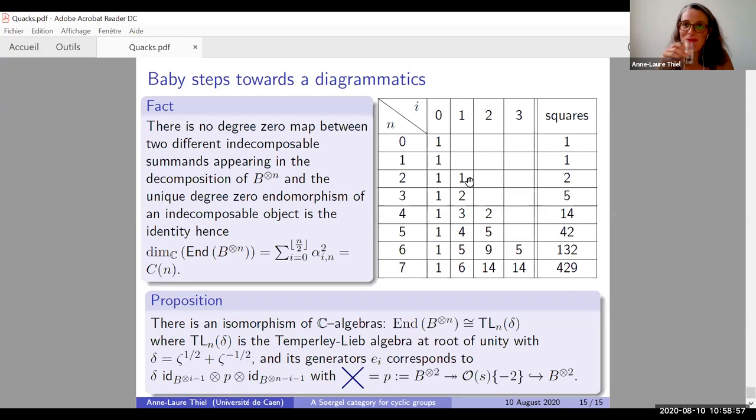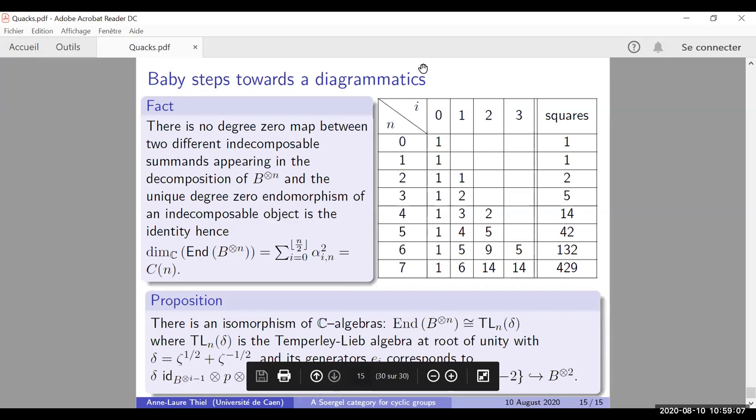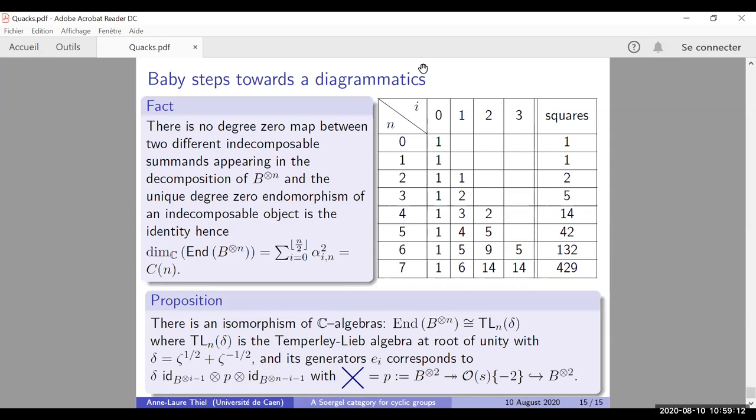Can I ask? Do you know of a relation between your category and the Soergel bimodules for dihedral groups? The algebra seems to appear. No, actually, I don't see any. I haven't given it much thought, but I don't see any.